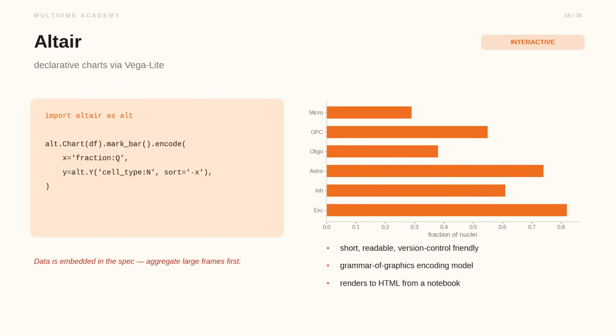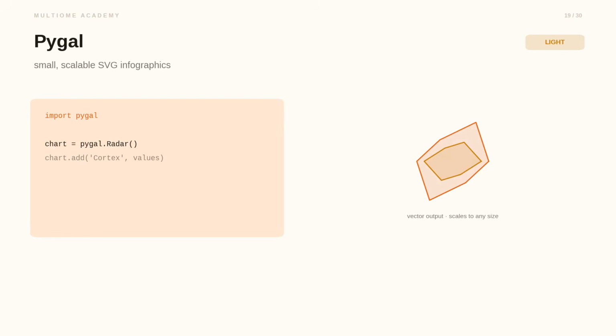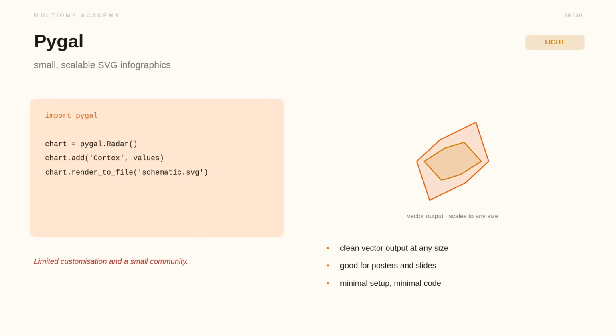version control. One caveat matters for single-cell work. Altair embeds the data into the chart specification, so large frames need an explicit data transformer or aggregation first. Pygal outputs SVG, so its charts stay sharp at any size and drop cleanly into a poster or a slide. It offers light interactivity and very little customization, and the community around it is small. Reach for it when you want a clean schematic quickly, not for a primary analysis figure.